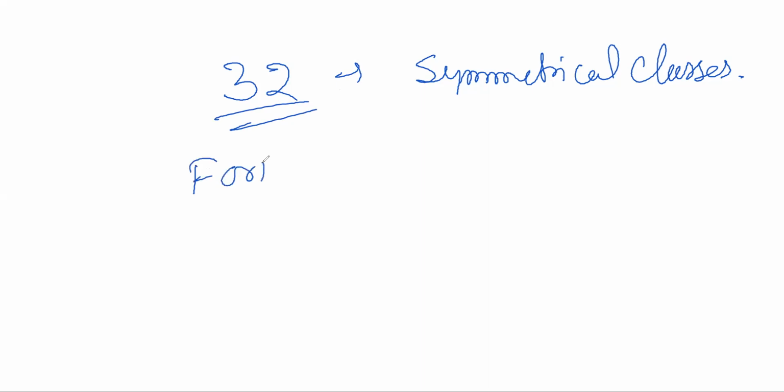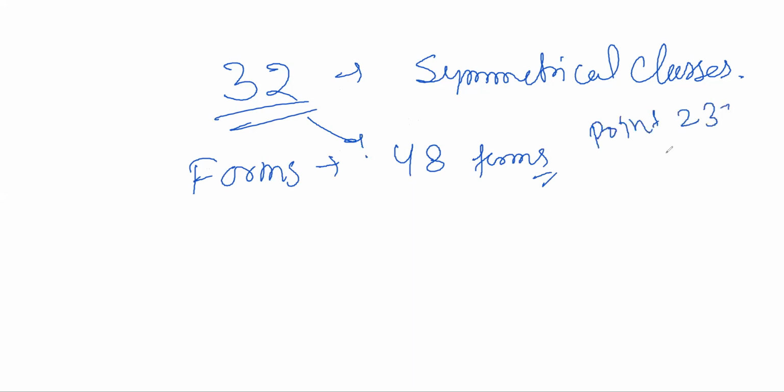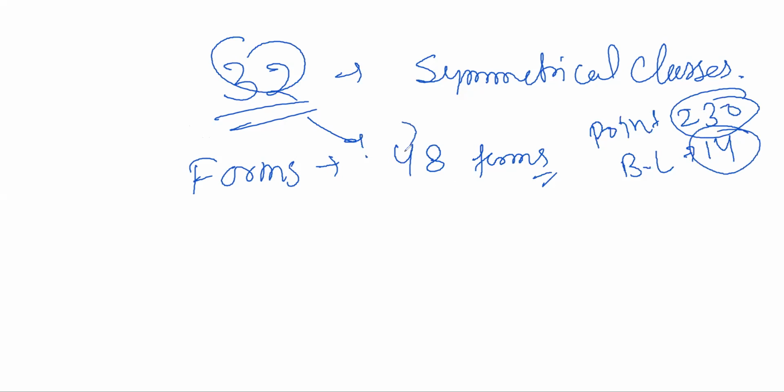Now coming to the forms. Forms are the appearance of any crystal as a small unit. So there are total 48 forms in all these 32 classes. And total point groups are 230, Bravais lattices are 14. Why am I repeating this again and again? Because from these numbers, 32, 14, 230, the 48 forms, you may receive a question.